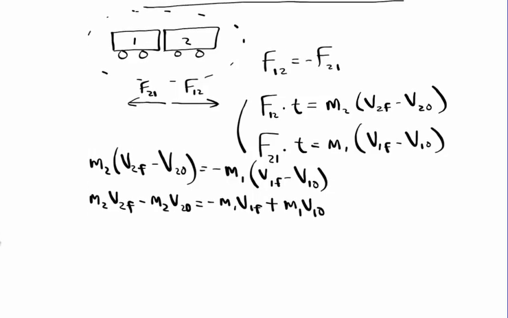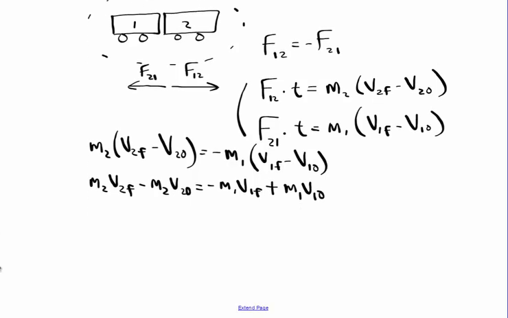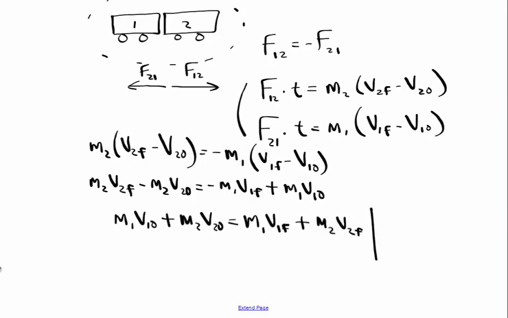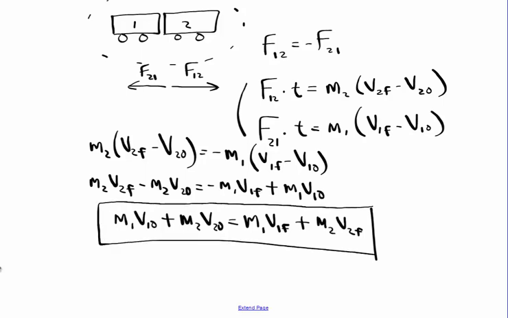If I group this so that everything that is initial is on one side and everything that's final is on the other side, I'm going to wind up with mass 1 times its initial speed plus mass 2 times its initial speed equals mass 1 times its final speed plus mass 2 times its final speed. This is a statement of the conservation of momentum. What this says is that the total momentum before the interaction equals the total momentum after the interaction.